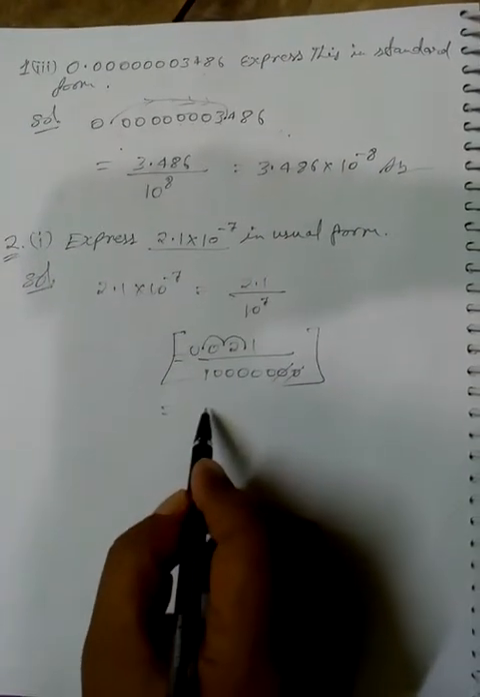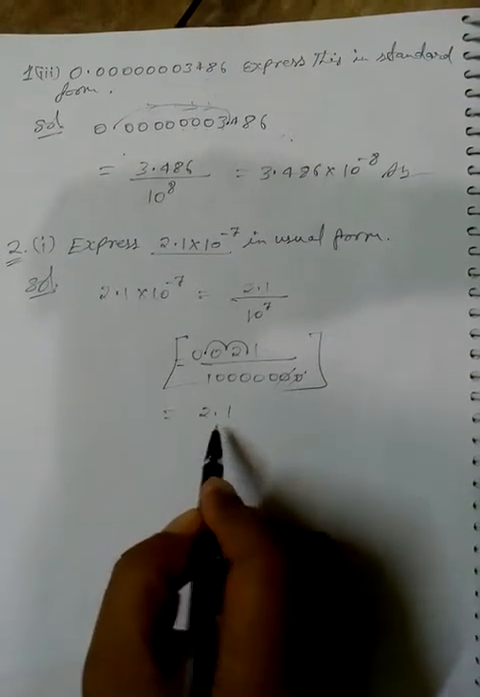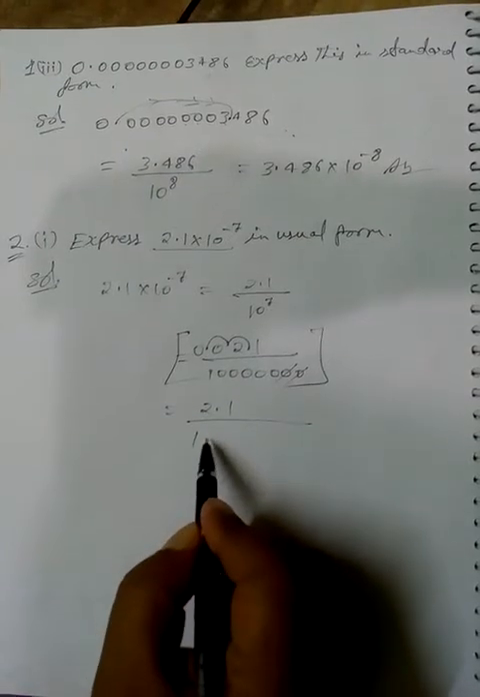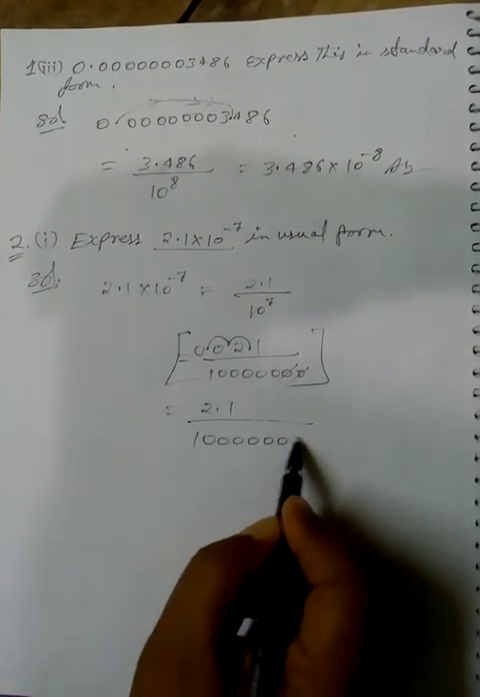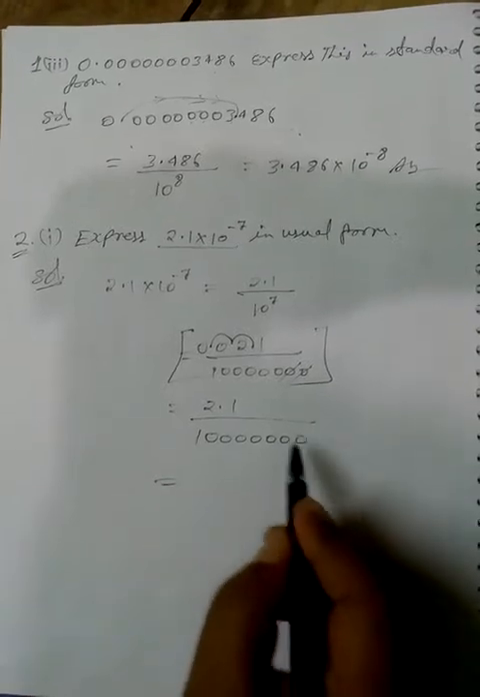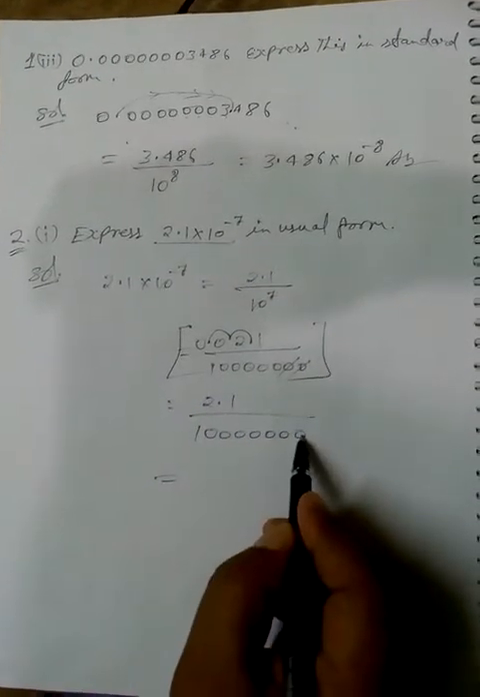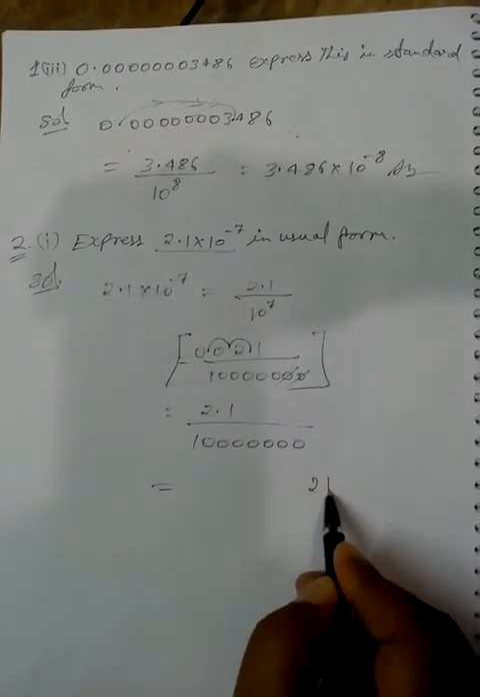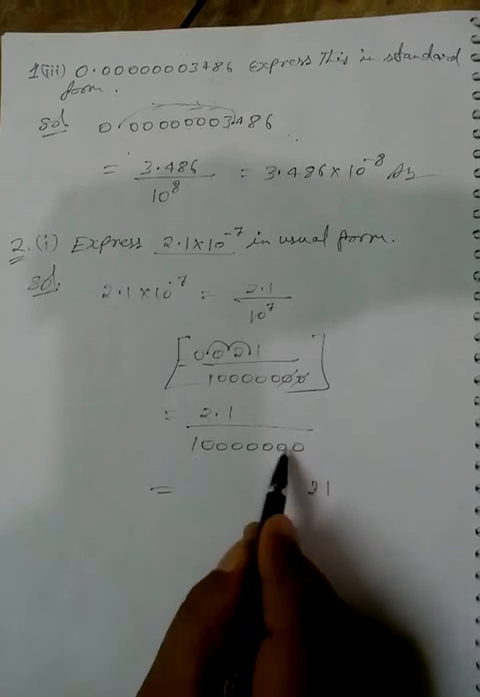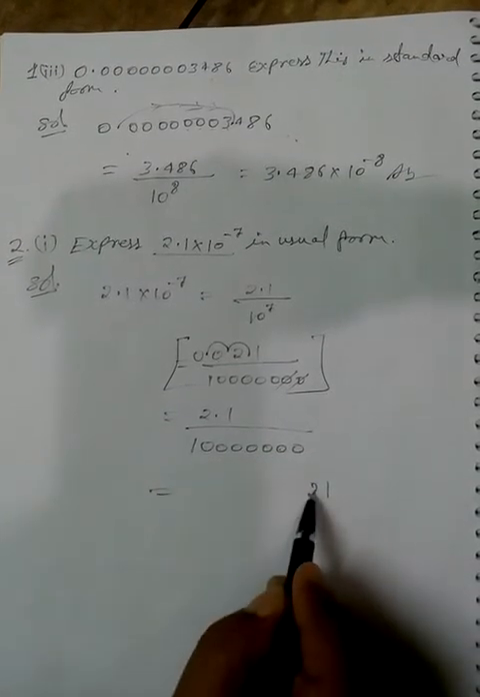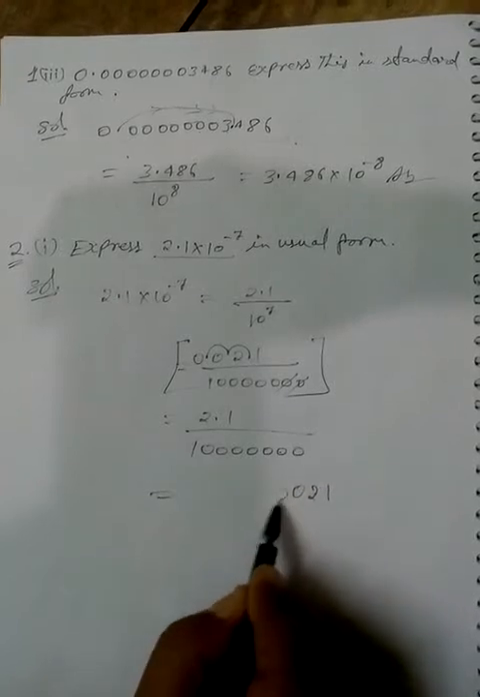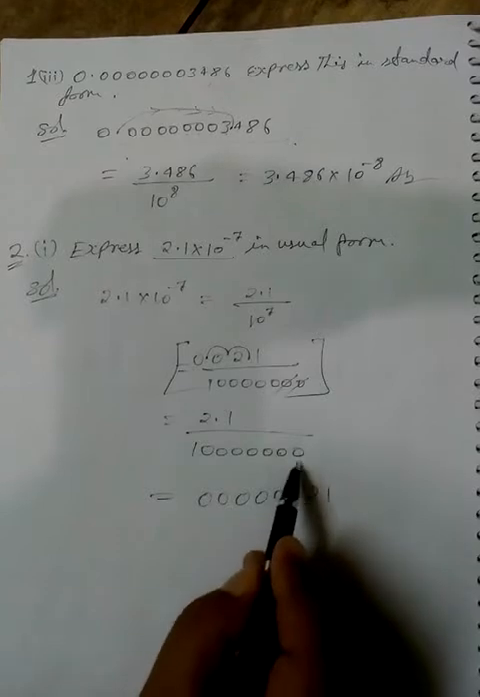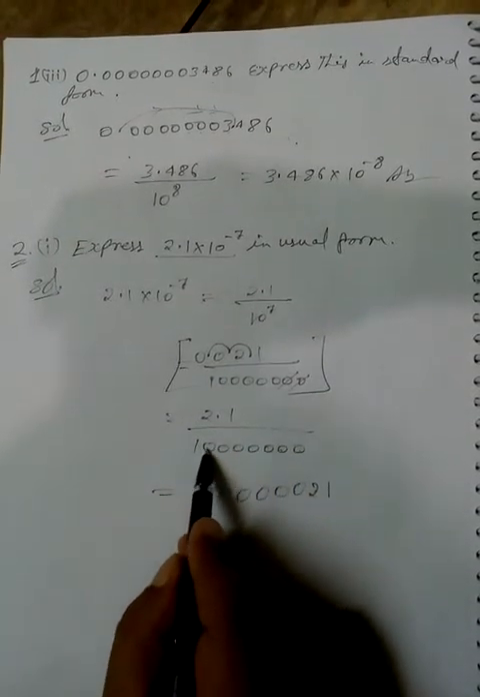So what I will write here, instead of this, I will write 2.1 by 1, 2, 3, 4, 5, 6, 7. Now I will just move this decimal place after counting the number of 0s, 1, 2, 3, 4, 5, 6, 7. So I will write 21 here, and after 2 I will count 1, 2, 3, 4, 5, 6, 7 digits. I have counted 7 digits because there are 7 0s at the denominator.